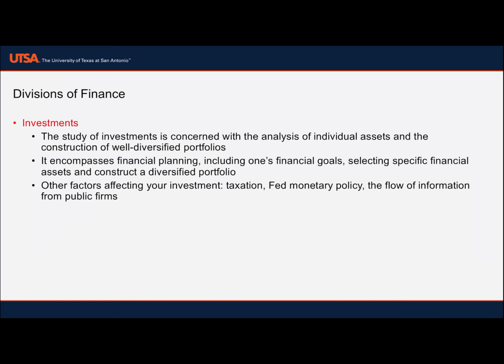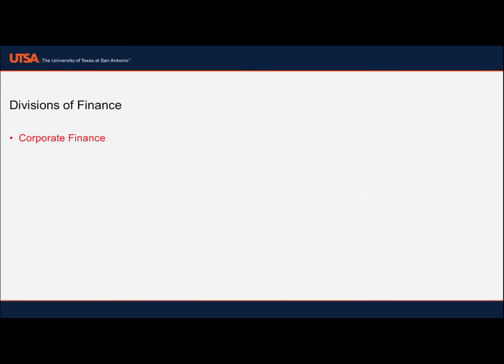The second one is investments. The study of investments is concerned with the analysis of individual assets and the construction of well-diversified portfolios. And it encompasses financial planning, including one's financial goals, selecting specific financial assets, and constructing a diversified portfolio. And other factors affecting your investment: taxation, Fed monetary policy, and the flow of information from publicly traded firms.